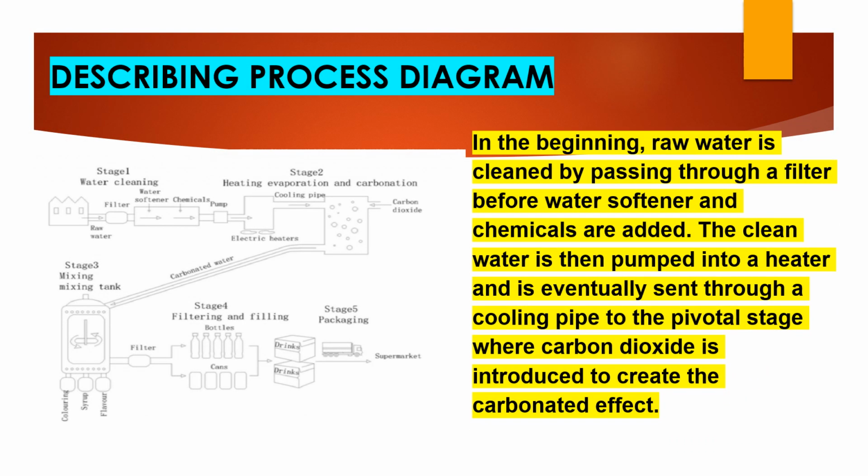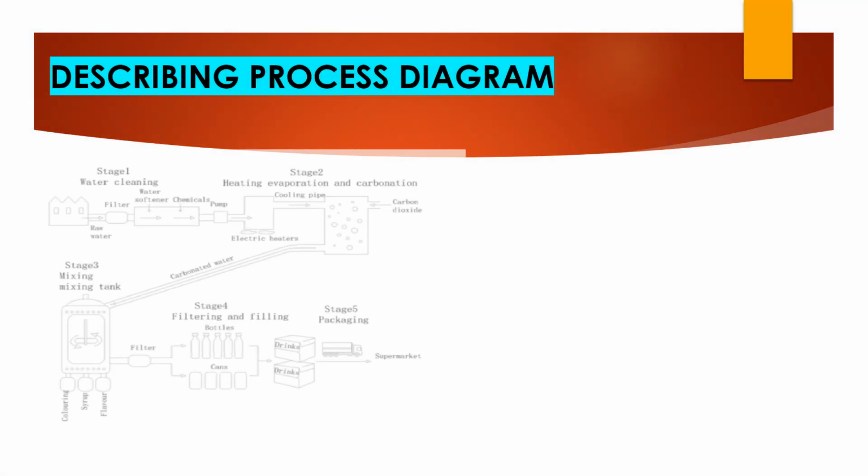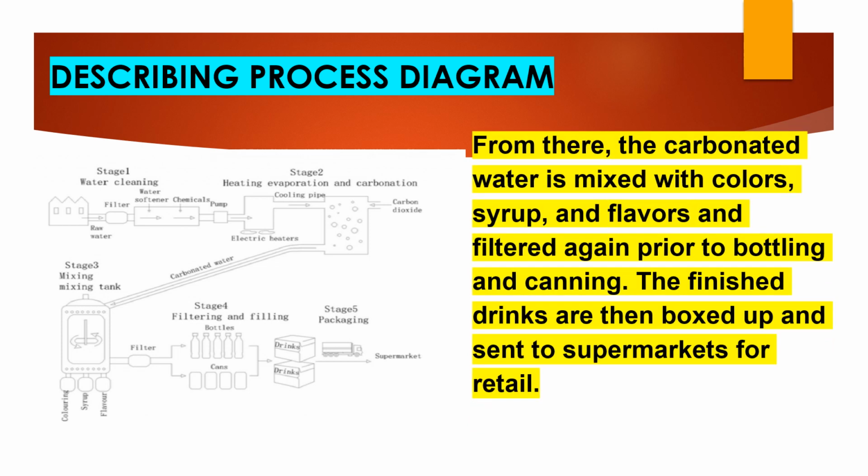In the beginning, raw water is cleaned by passing through a filter before water softener and chemicals are added. The clean water is then pumped into a heater and is eventually sent through a cooling pipe to the pivotal stage where carbon dioxide is introduced to create the carbonated effect. From there, the carbonated water is mixed with colors, syrup, and flavors and filtered again prior to bottling and canning. The finished drinks are then boxed up and sent to supermarkets for retail.